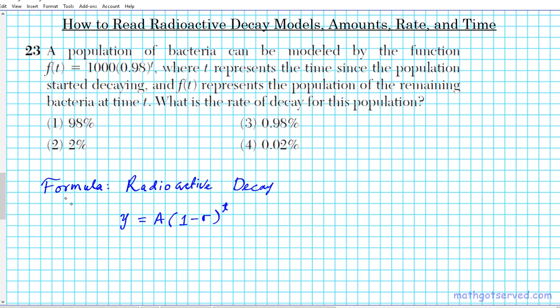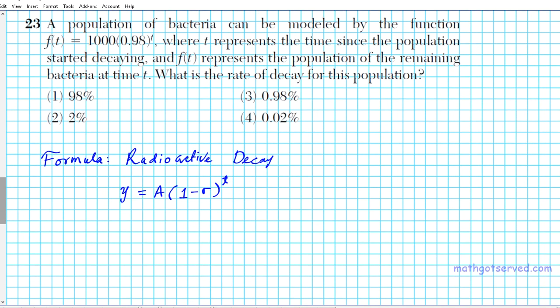Now what do the different components of this formula mean? A is the initial amount, how much material was present initially. R represents the rate of decay. Now this is extremely important. R represents the rate of decay in decimal form. Okay, it's not in percentage form.